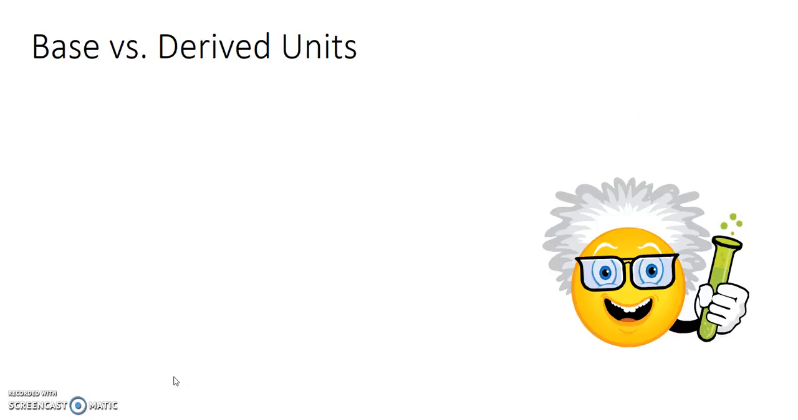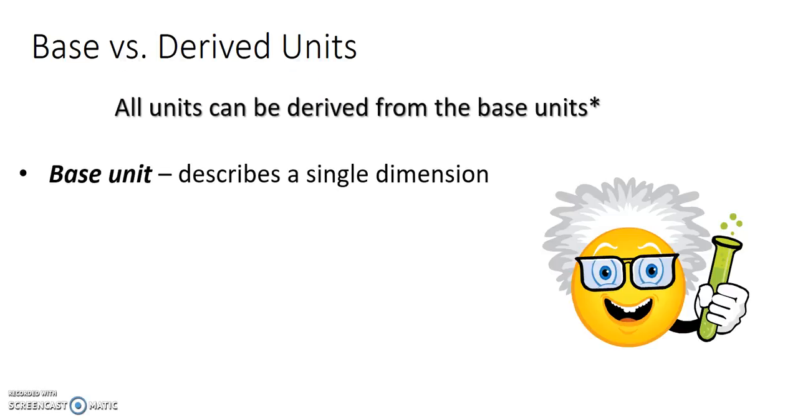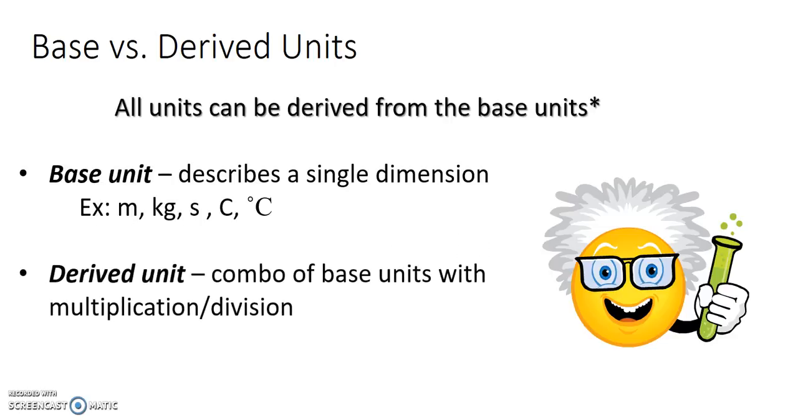The last thing I want to talk about is the difference between base and derived units. The main thing about base and derived units is that a derived unit is a combination of the base units. The base units are the dimensions that we mentioned earlier, which are mass, length, and time. You can have Celsius for temperature. But a derived unit is basically a combination of two base units.